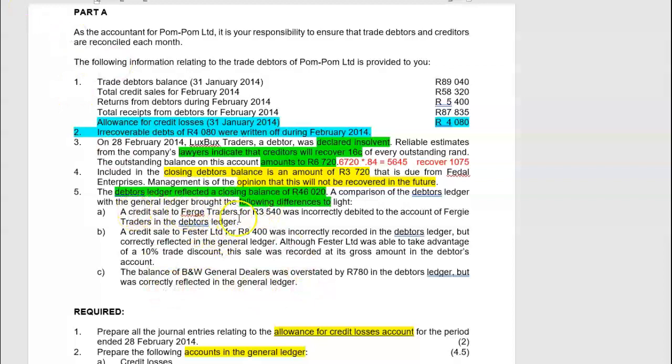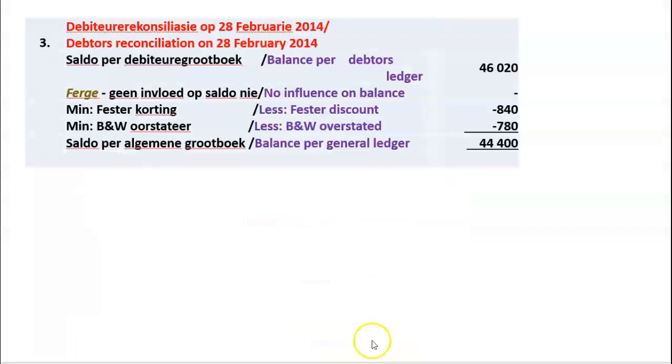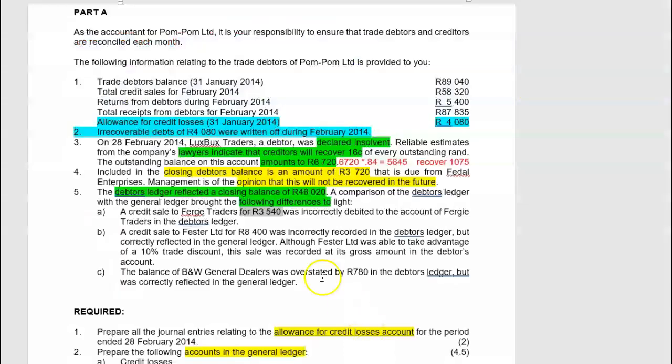A credit sale to Fergie Traders for 3540 was incorrectly debited to the account of Fergie. One is Fergie and one is Fergie Traders in the debtors ledger. Now, that has an impact on the individual debtors accounts, and I will have to pass an entry between the individual debtors accounts. But what is going to happen? I'm going to debit the one guy and I'm going to credit the other guy. So what is going to be the impact on the 46,020? There will be no impact. So there's no impact on that balance of 46,020 when we adjust those two balances. We have to do that, but it's not going to alter the 46,020.